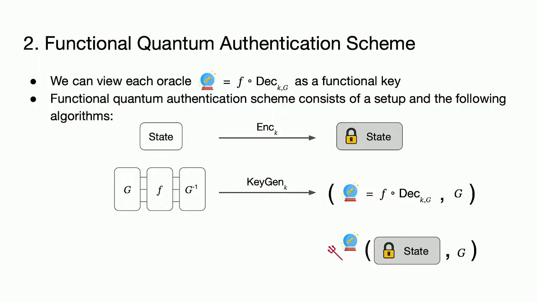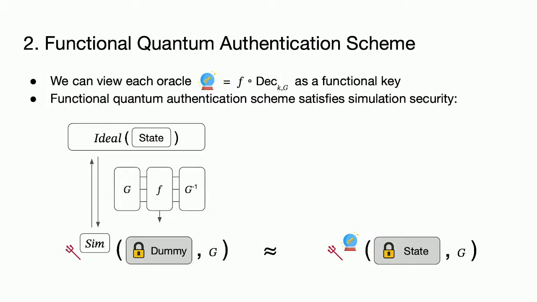So we would like to capture security when the adversary has the authenticated state and some functional keys. So at first glance, the adversary might try to do a lot of things, such as querying the oracles in superposition on some state that's derived from the authenticated state. So to capture security, we propose the simulation security, which says that the adversary can only use these functional keys and the authenticated state to do the computation allowed by the functional keys.